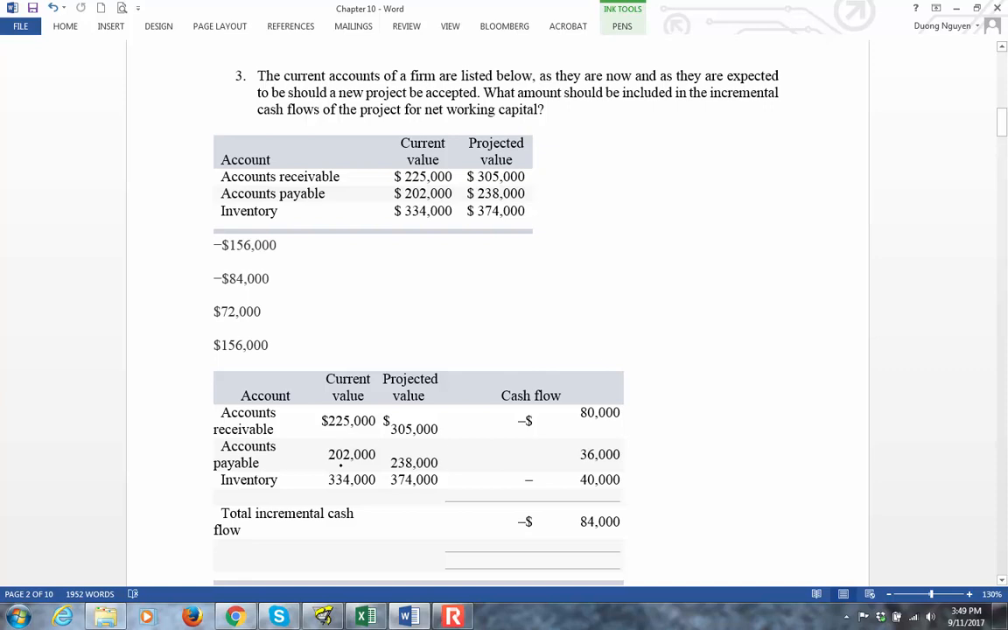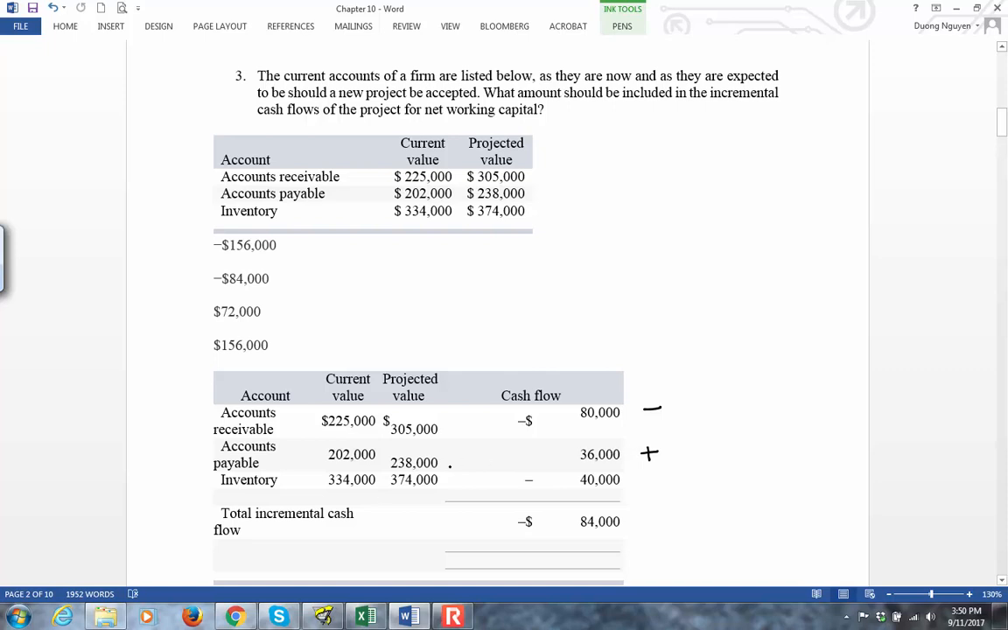Account payable increases from 202,000 to 238,000. So when account payable increases by 36,000, the cash should increase by 36,000 because the company has not paid the suppliers yet. Okay, the account payable increases, the company has not paid yet.